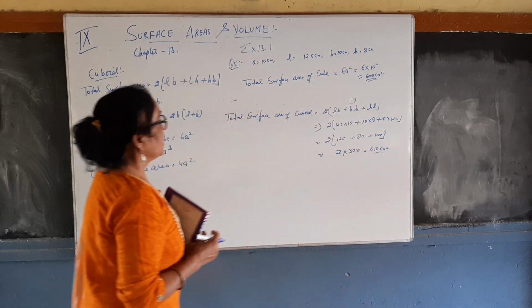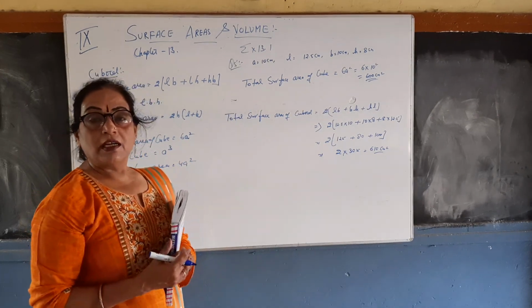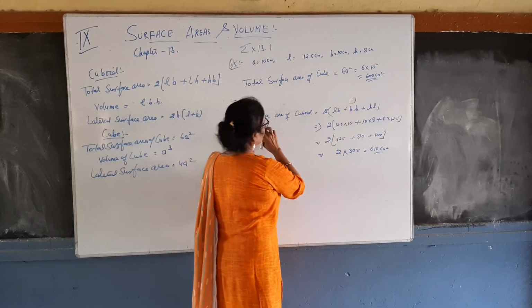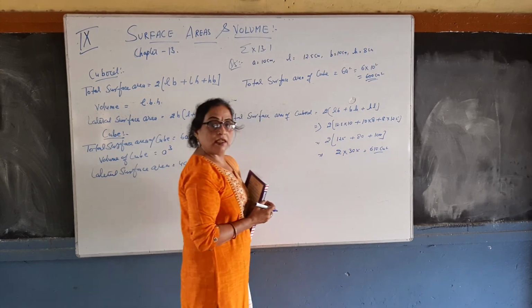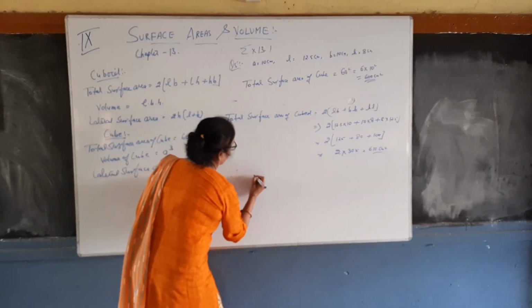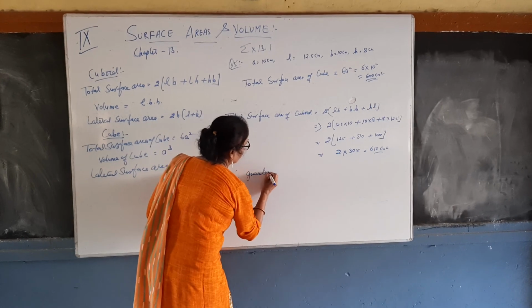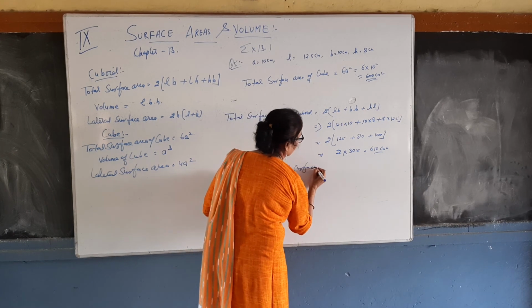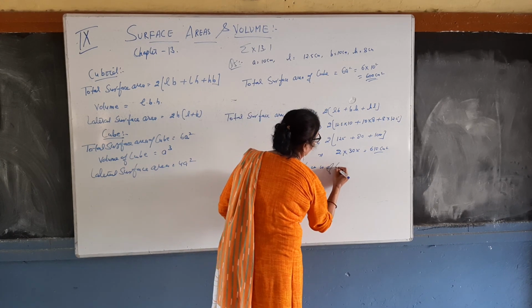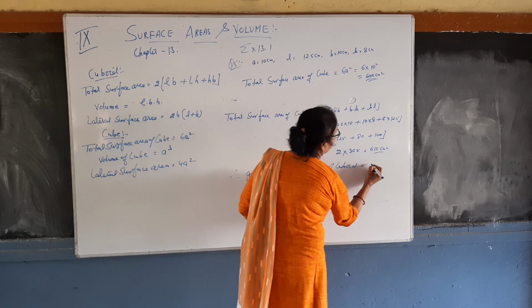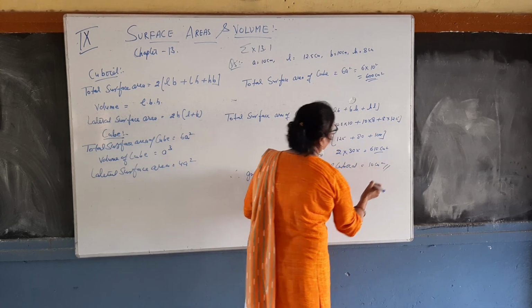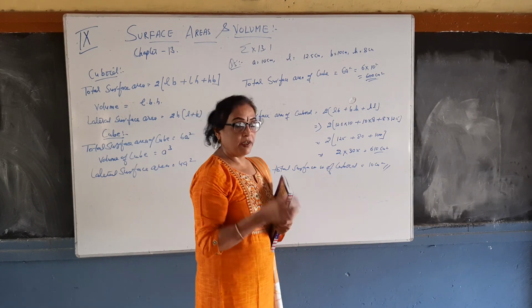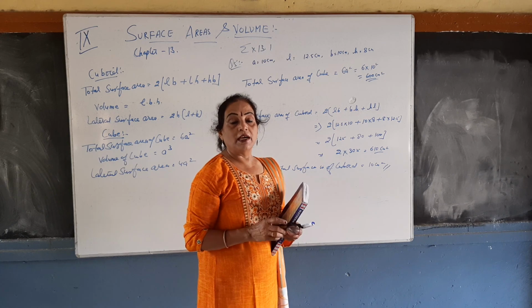Now which has greater total surface area? Total surface area of cube we are getting 600, total surface area of cuboid we are getting 610. This is greater. Therefore greater total surface area is of cuboid, by 10 centimeters square. How much bigger? 10 centimeters square. So we have completed the first exercise 13.1. So do it in the copy, learn by heart the formulas.